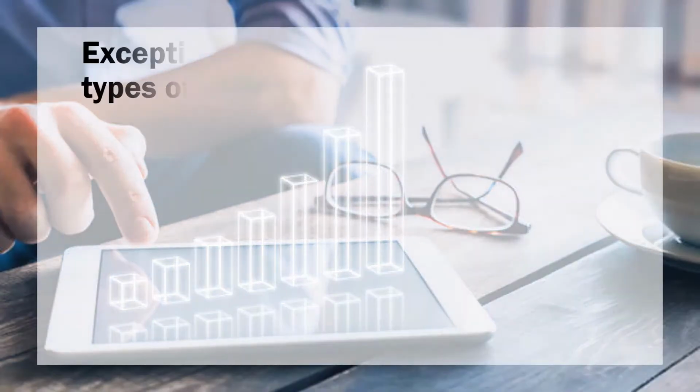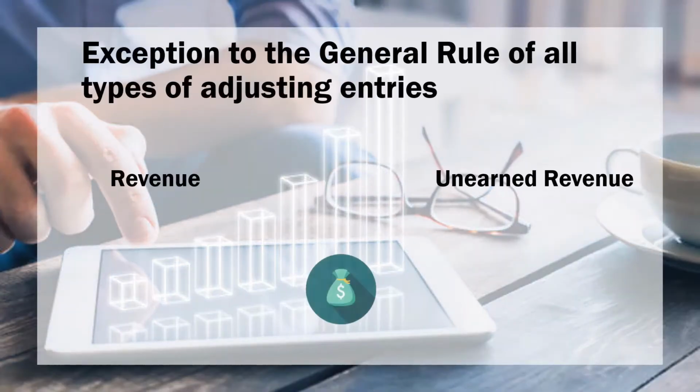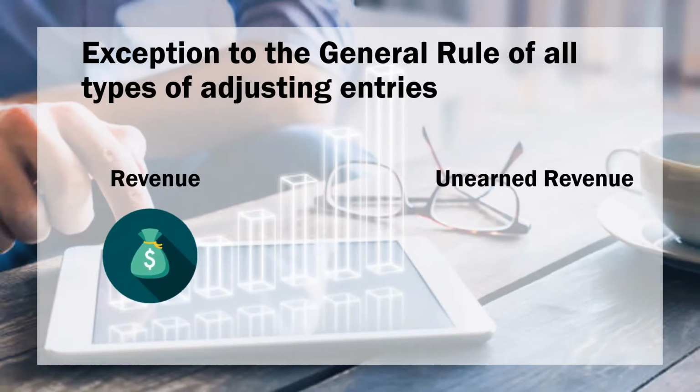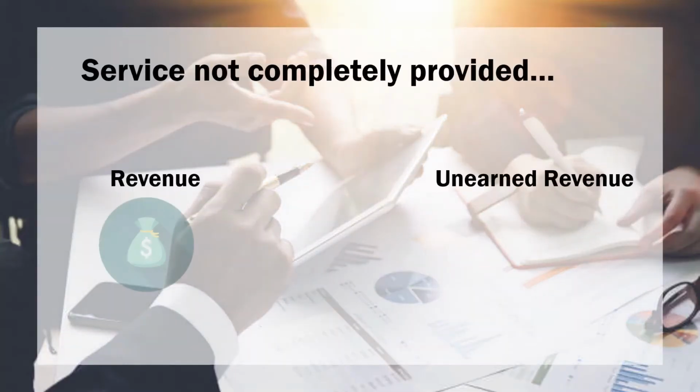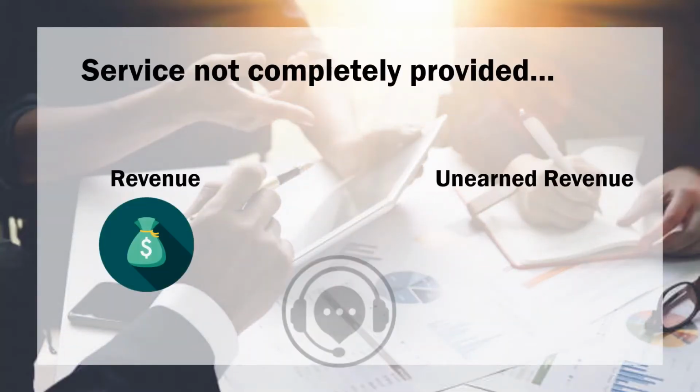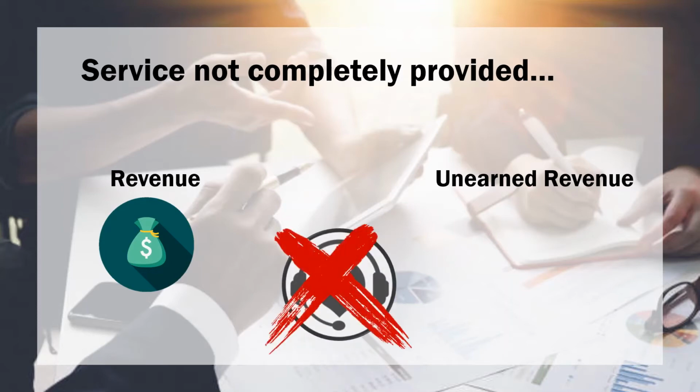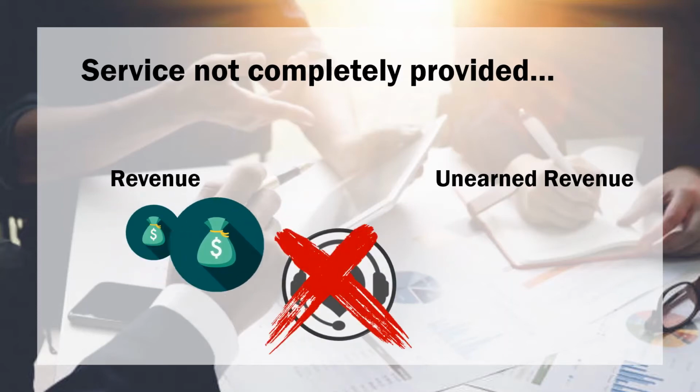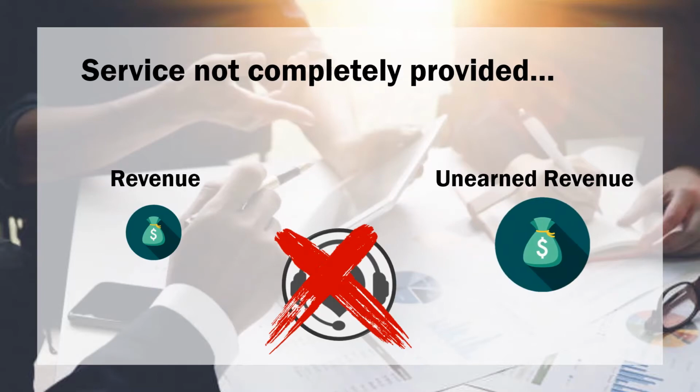An exception to the general rule is if money received is credited to the revenue account rather than unearned revenue. This would result in a reverse of the previous entry whereby the revenue earned stays in the revenue account and any revenue unearned, for example, if the service was not completely provided, is adjusted into the unearned revenue account.